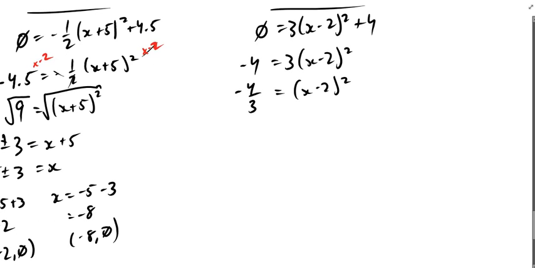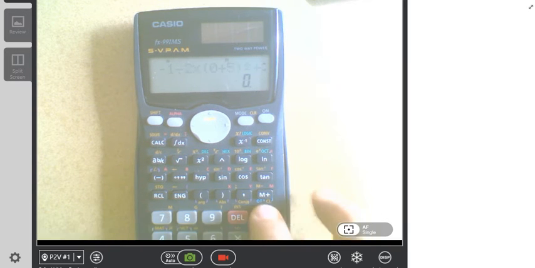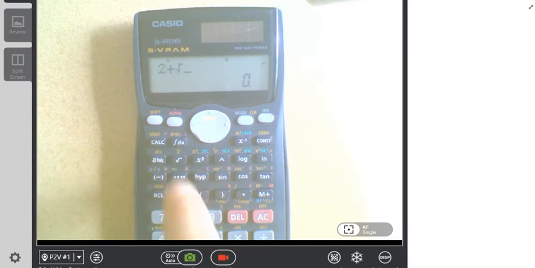So I'm just going to keep going. Plus minus square root of negative 4 over 3 equals x minus 2. Then I add 2 to both sides. And I get 2 plus minus the square root of negative 4 over 3 equals x. Then I go to my trusty calculator. I go, okay, 2 plus the square root of negative 4 divided by 3. And I get an error. Why? What happened? Why did I get an error?